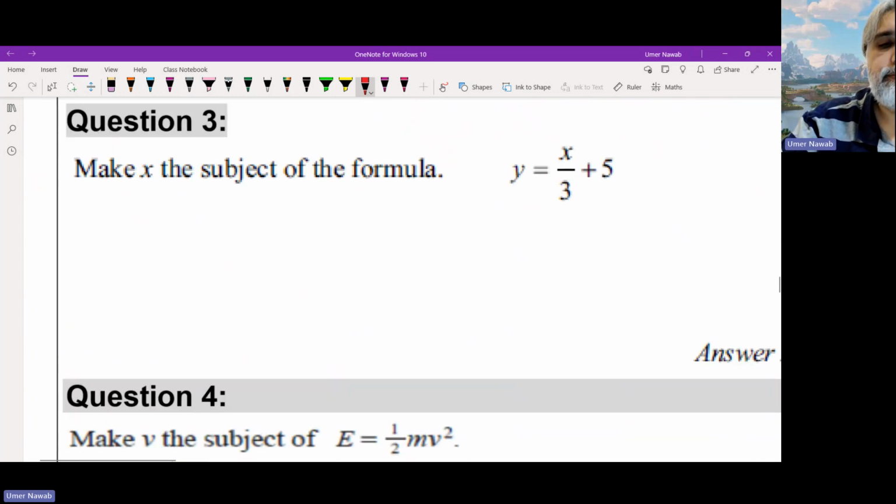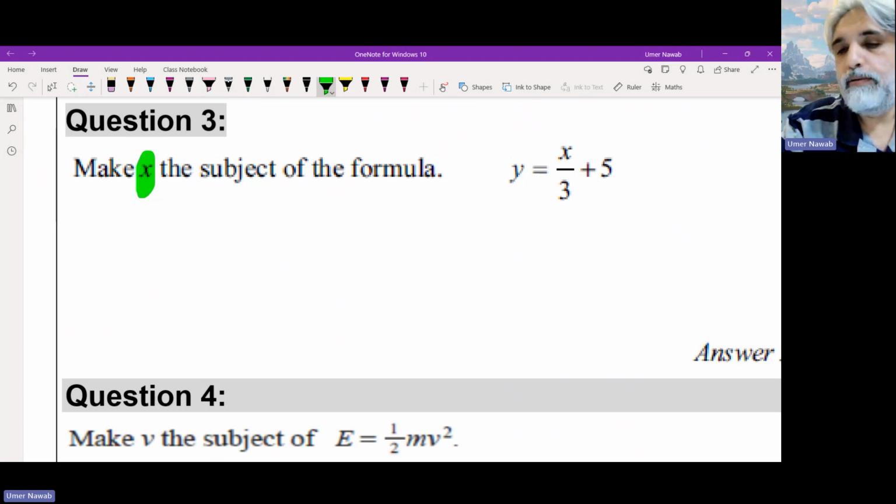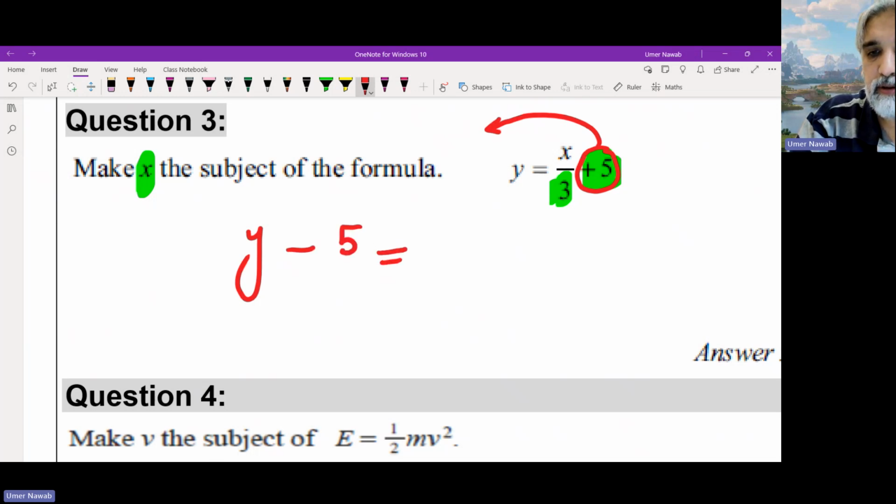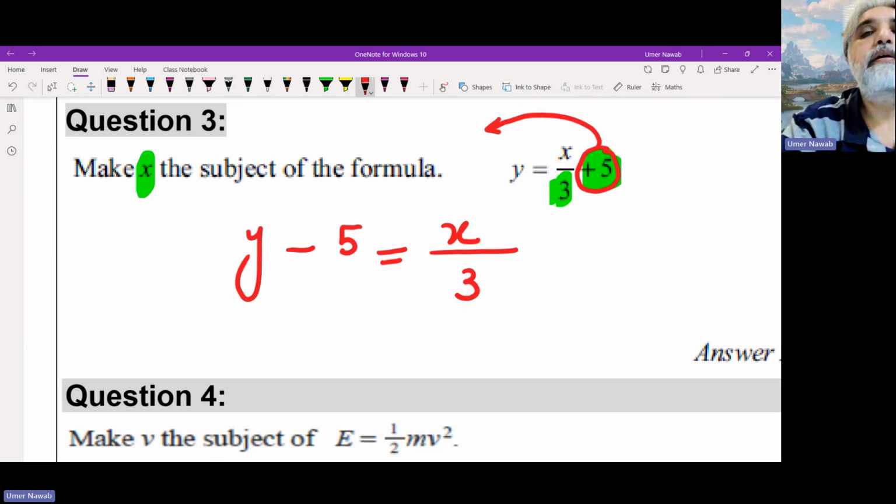Now next, I want to make X alone. Wonderful. I have something divided: x is divided by 3, and there is a plus 5. Again, opposite BIDMAS says we have to do the plus 5 operation first and change it to -5. So the plus 5 will be shifted to the left. It becomes y -5 is equals to x over 3.